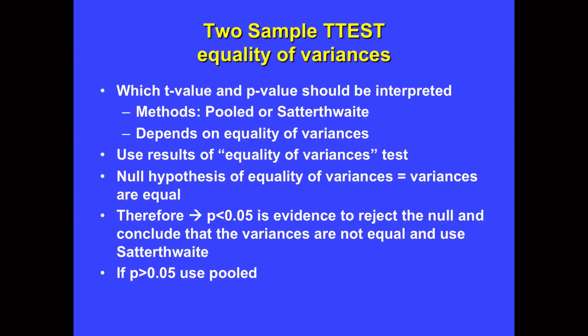The key point here is that in the equality of variances output, the null hypothesis is that the variances are equal. So if you have a p-value less than, say, 0.05, then you can reject that and you conclude variances are not equal, and then you would use the Satterthwaite t-statistic.